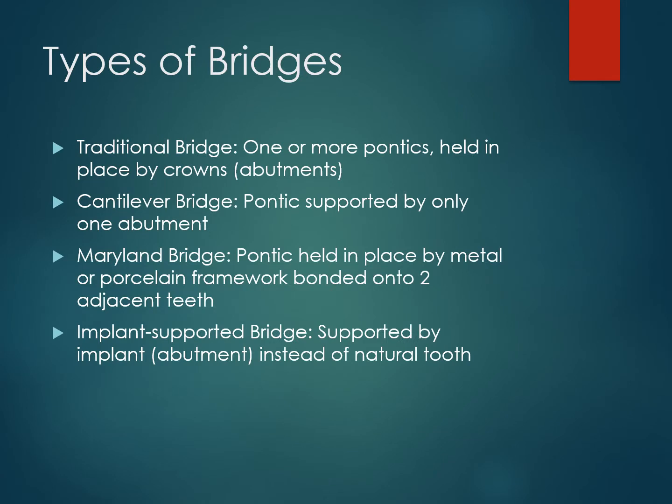So a traditional bridge is one or more pontics, a pontic meaning like the fake tooth, and it's held in place by crowns, which are also called abutments. Okay, that's exactly what you're thinking of. Like there's the image we saw before where there was a crown abutment and there was a pontic in the middle, and then there was another one.